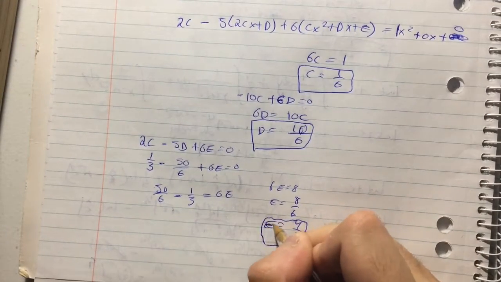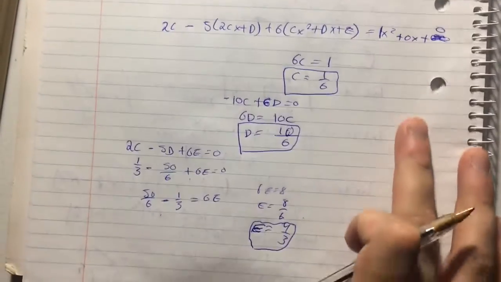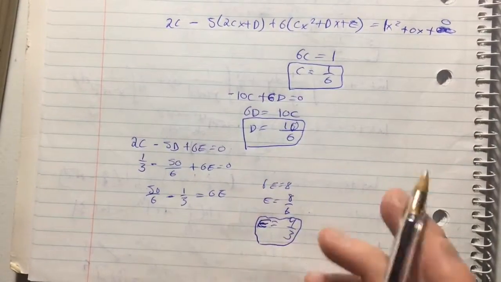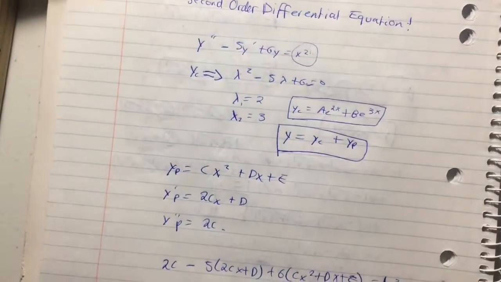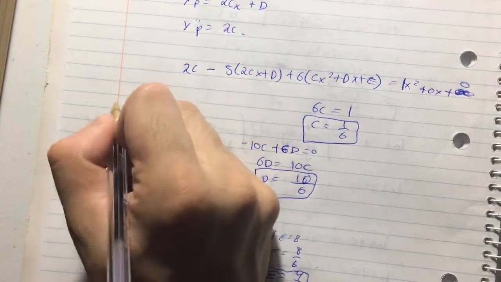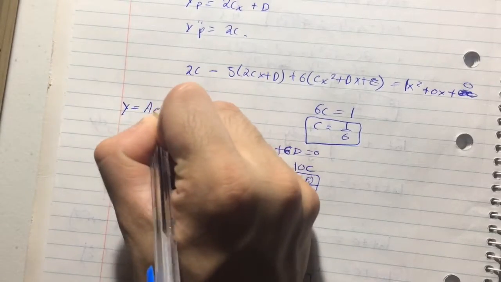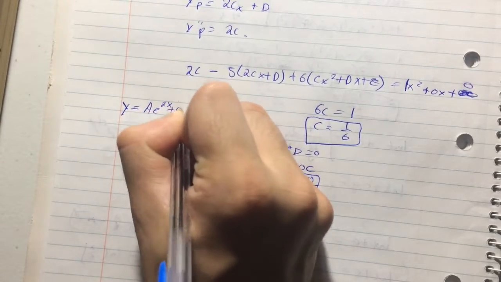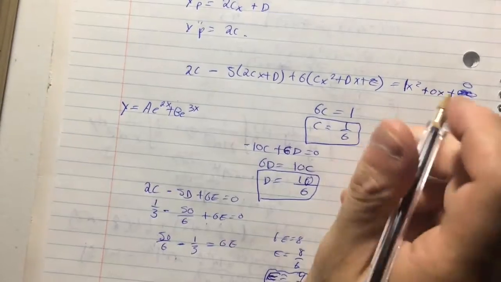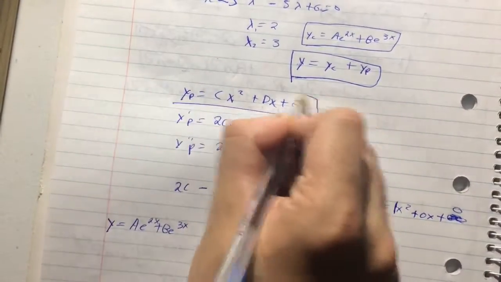I know that's like the worst handwriting in the world. So, what now? I know all my constants. And if you recall the original final answer, y is supposed to be equal to yc plus yp. So, I'm going to write my final answer here. So, y is equal to yc, and I know that was ae to the 2x plus be to the 3x. And now that's plus y sub p. But recall, y sub p is this.